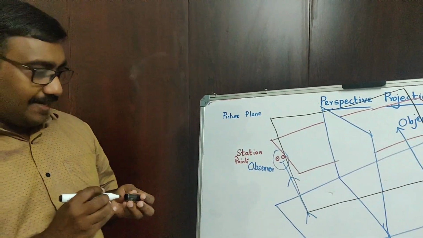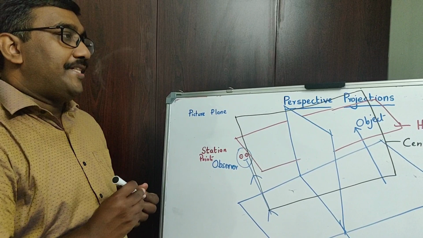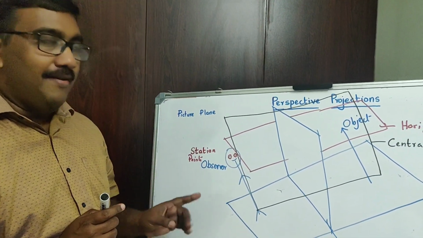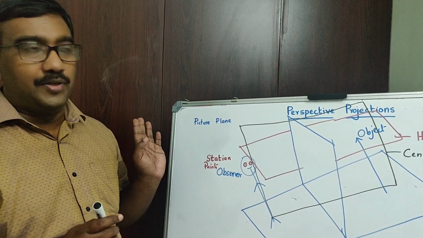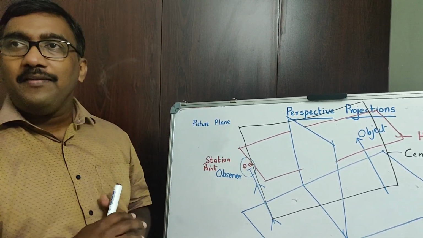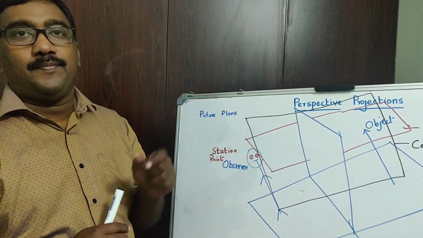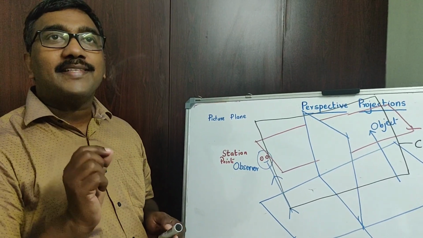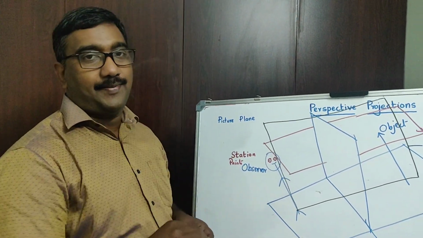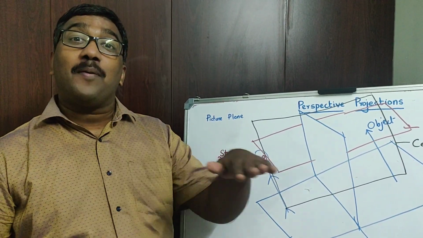Okay. So the central plane is passing through the eye of the observer, which is perpendicular to horizon plane, picture plane, and the ground plane. Okay. What is the importance of central plane and horizon plane? The station point is a point. In order to locate the station point, you need two planes.